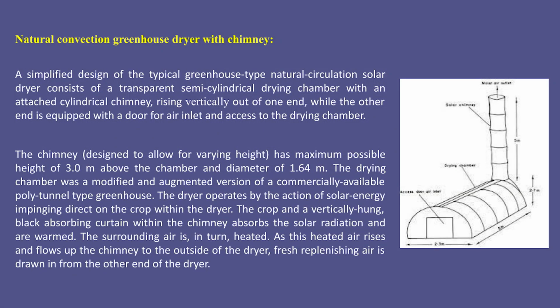And another type of greenhouse dryer is the natural convection greenhouse dryer with chimney. A simplified design of the typical greenhouse type natural circulation solar dryer consists of a transparent semi-cylindrical drying chamber with an attached cylindrical chimney rising vertically out of one end, while the other end is equipped with a door for air inlet and access to the drying chamber. If you want to put your crop in for drying, then you can enter from this side.